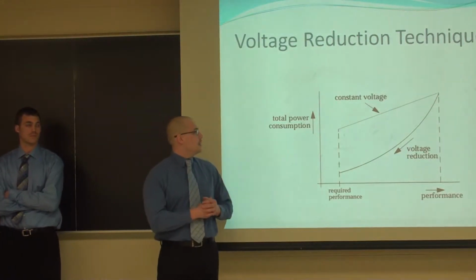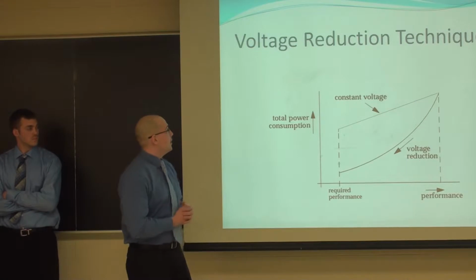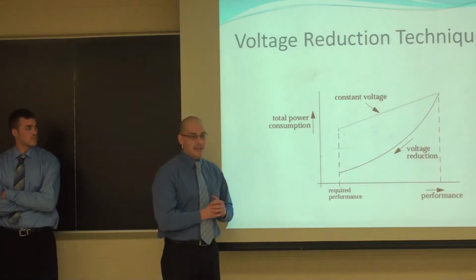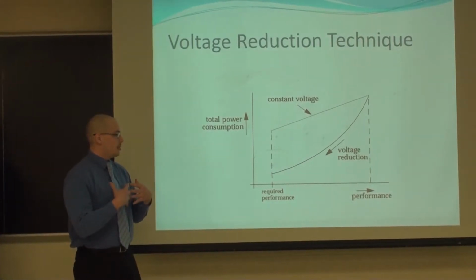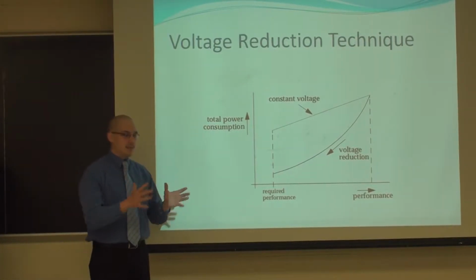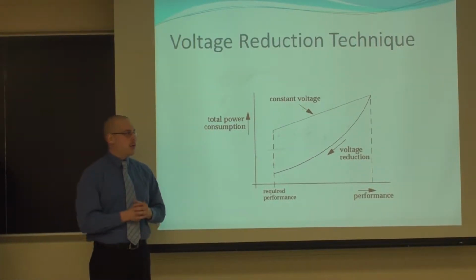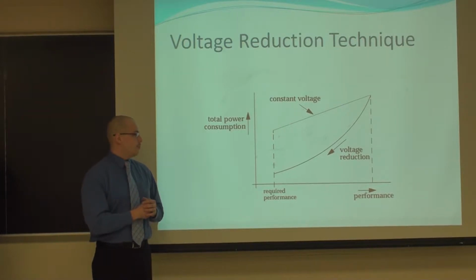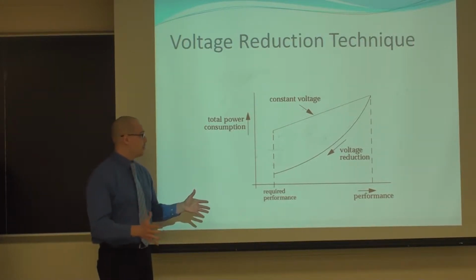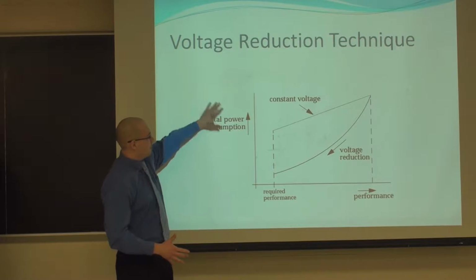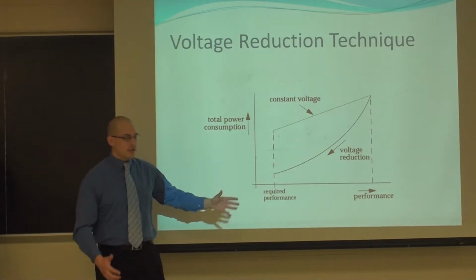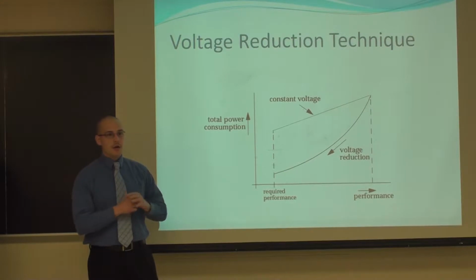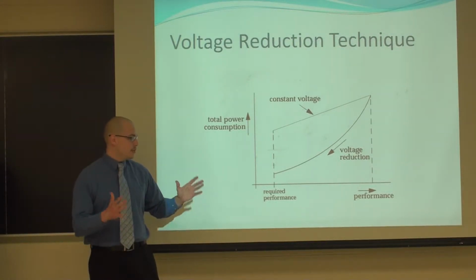processor. This very confusing graph right here is a voltage reduction technique. What it basically says is, for our project, we had certain specifications, which I'm sure all of you guys have. And so what we did at first was make sure we got a working prototype. Here's the total power consumed on the y-axis. On the x-axis is your performance. So the first step is to get all your performance. So you just add hardware to whatever your design is to make sure all your performance is up.